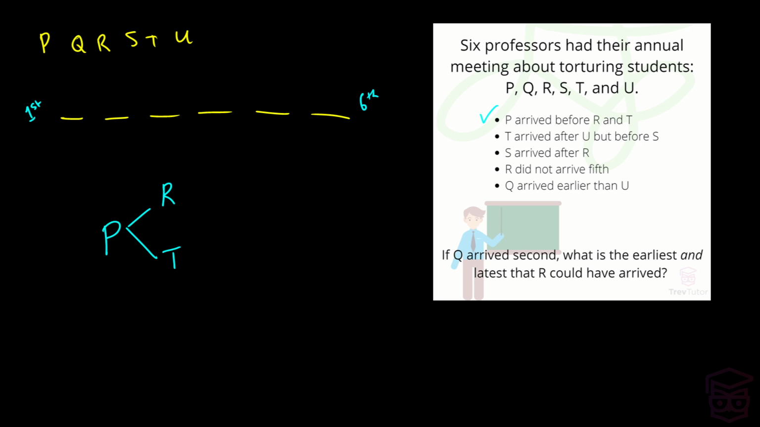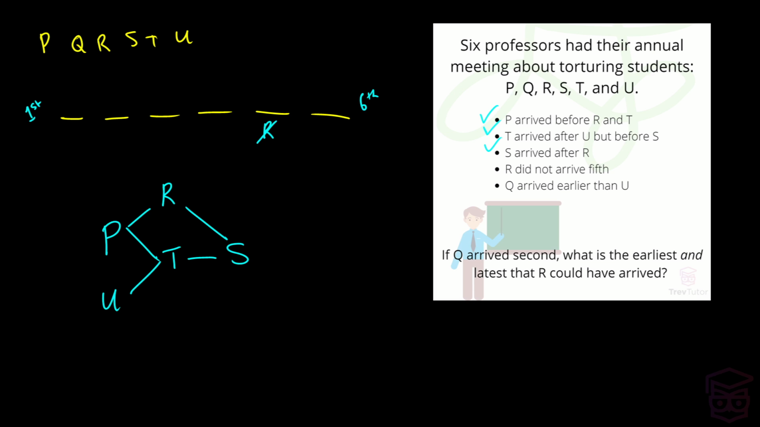T arrived after U, but before S. So relative to T, U came before T, but T arrived before S. This means that T is earlier in the ordering than S. Okay, S arrived after R. So now this grid's getting a little bit more complicated. So R is before S. And R did not arrive fifth.